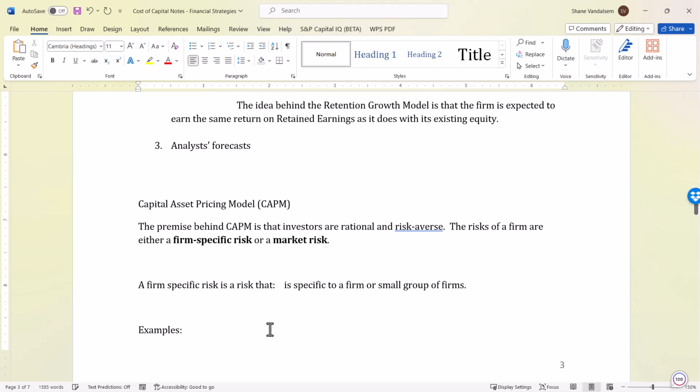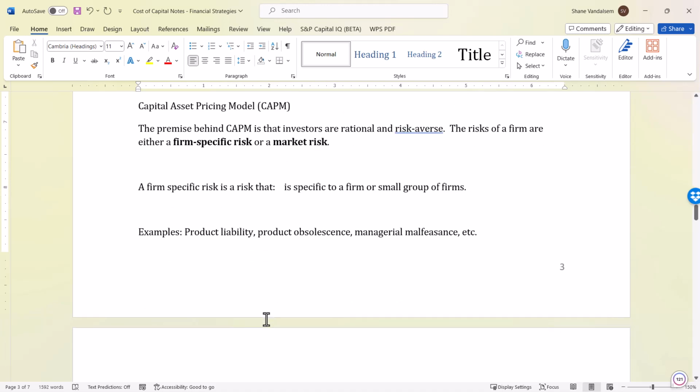Firm-specific risks include things like product liability, product obsolescence, in other words, a product just being out of favor, people don't want it anymore, or managerial malfeasance, managers doing things they shouldn't. Firm-specific risks, by definition, generally only affect the specific firm.